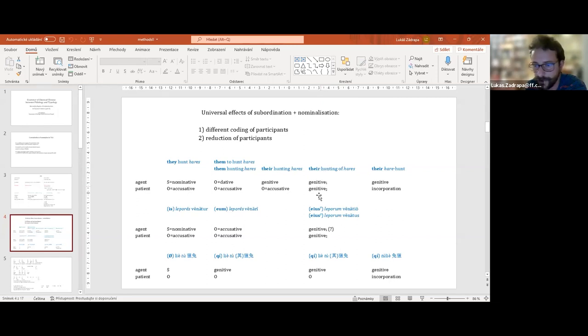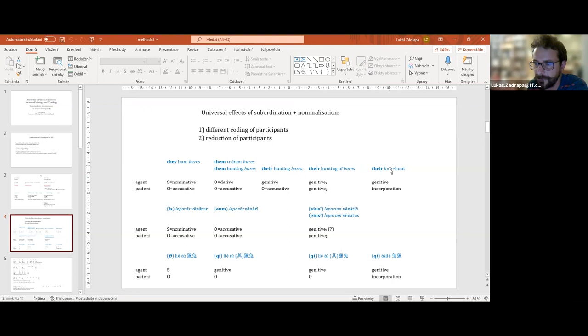This is already almost the last stage, and it is cross-linguistically very common that one of them, the agent or the patient, becomes genitive. Here, English is very special in that it can take two genitives: this hunting there and of hares. Both the agent and the patient are allowed to occur, but many languages do not allow this. Either you have the agent or the patient coded as this possessor genitive. At least this is asserted in the typological literature, that English is quite special in this respect.